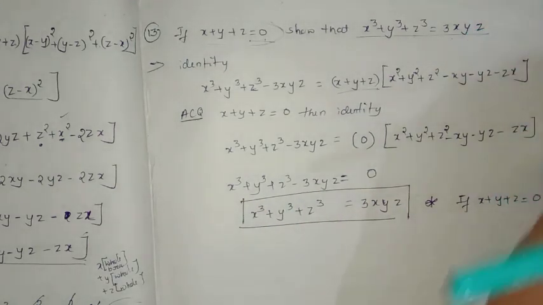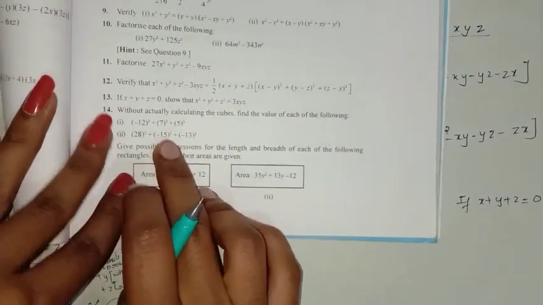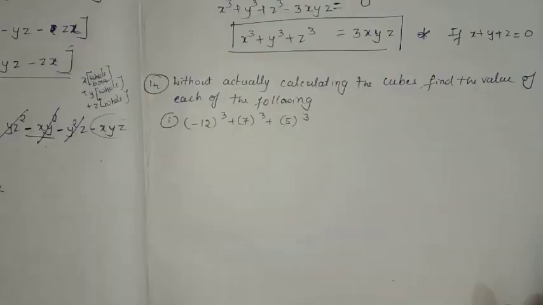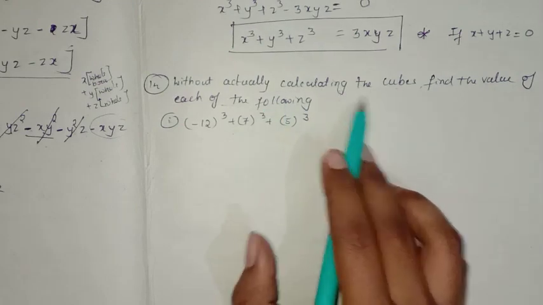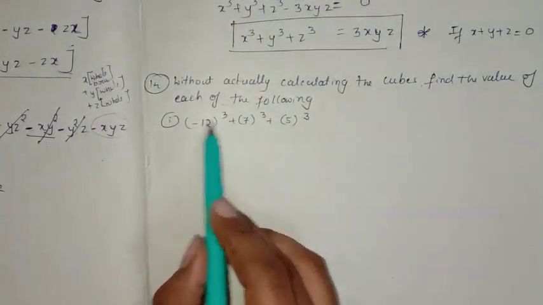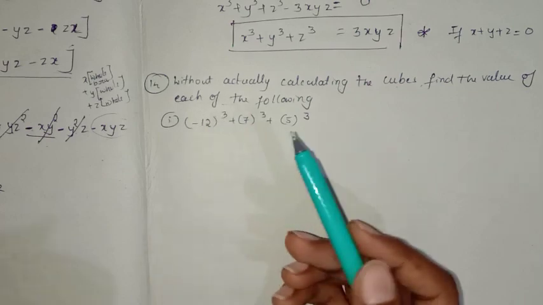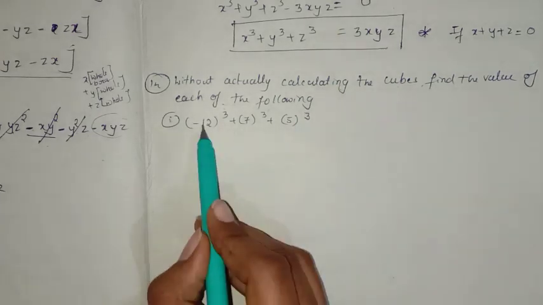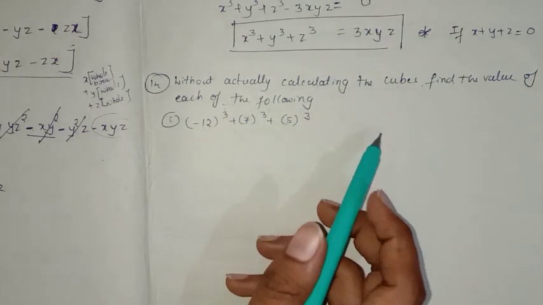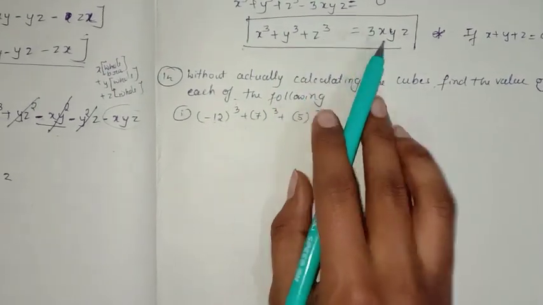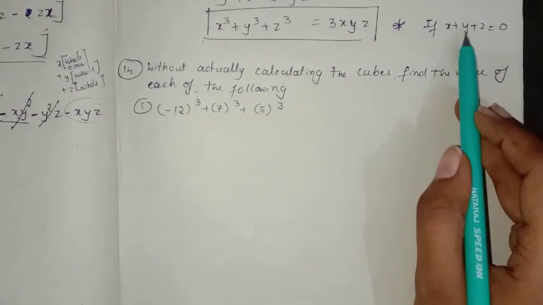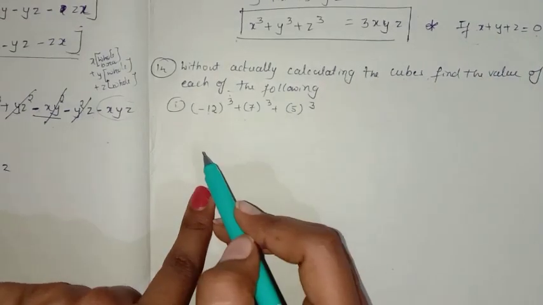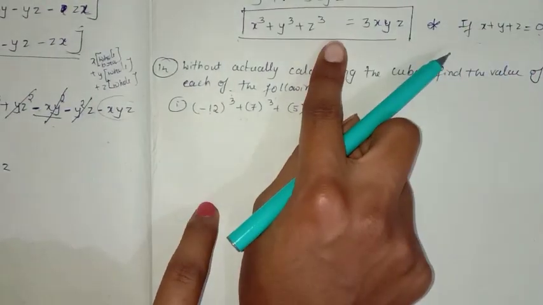So by using this identity, we are solving the questions of 14th, 1 and 2. Just write the question, I will tell you how to solve. Observe the question: without actually calculating the cubes, find the values of each of the following. Without calculating the cubes of these terms, you have to calculate by using the formula. First you observe the cube terms are there, x cube, y cube and z cube. You know the formula x cube plus y cube plus z cube is equal to 3xyz if x plus y plus z is equal to 0. Then you have to first check whether x plus y plus z is equal to 0 or not. If it is 0, then only we can go for this formula.